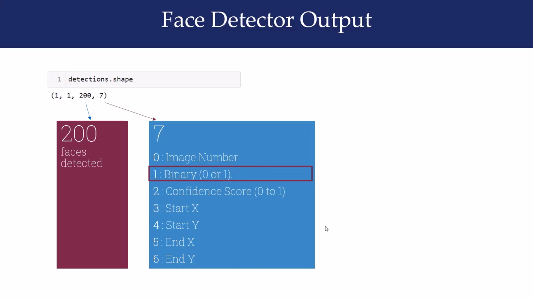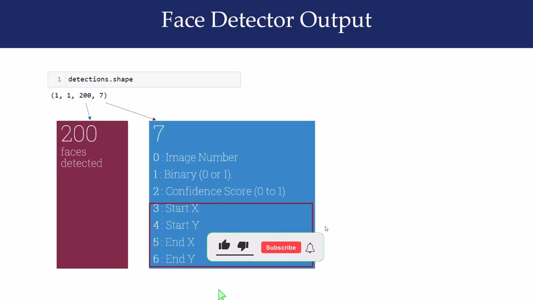0 indicates that the box, whatever it has detected, is not a face. And 1 indicates that the box drawn is indicated as a face. And index number 2 has the corresponding confidence score of the face. And 3, 4, 5 and 6 give you the coordinates of the face. 3 and 4 have the start x and start y, meaning the xy position of the face. And 5 and 6 consist of end x and end y, meaning the xy position of the other corner. Basically these two values, 3, 4 and 5, 6, are the two diagonal points of the bounding box.